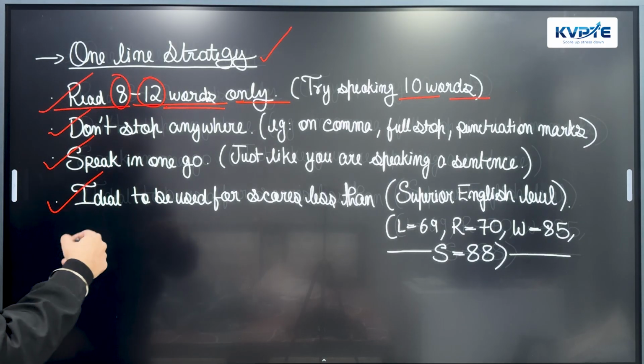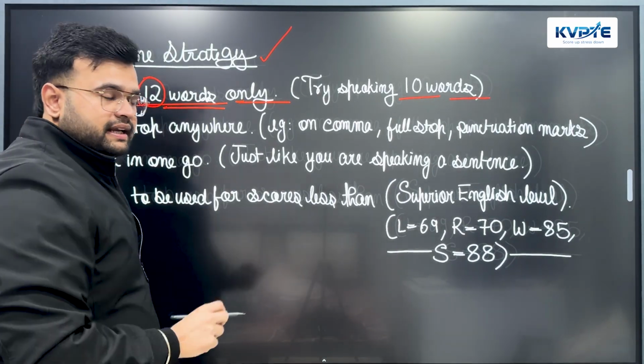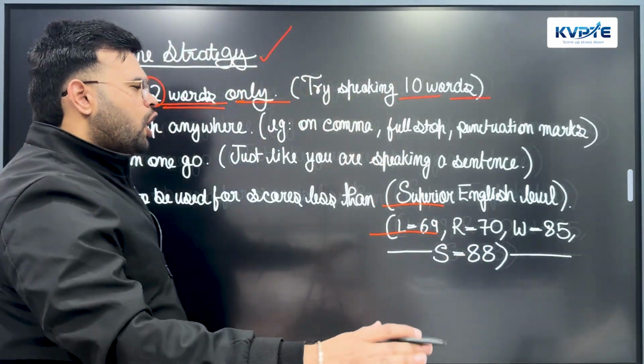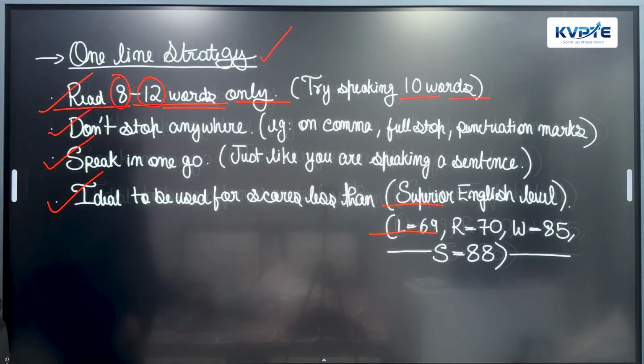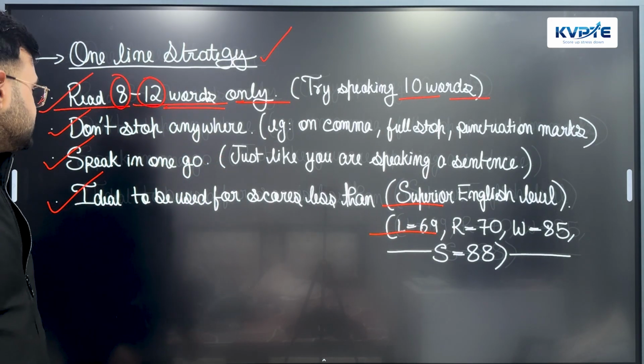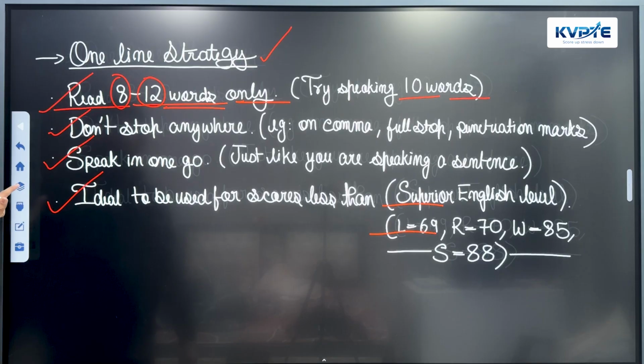This is ideal for scores less than superior English. If you are aiming for superior English, I will advise you not to use this strategy. But if you are aiming for the proficient English level, that is approximately 65 or less, definitely you can go with this strategy. Now let's try it and see how you have to use it.